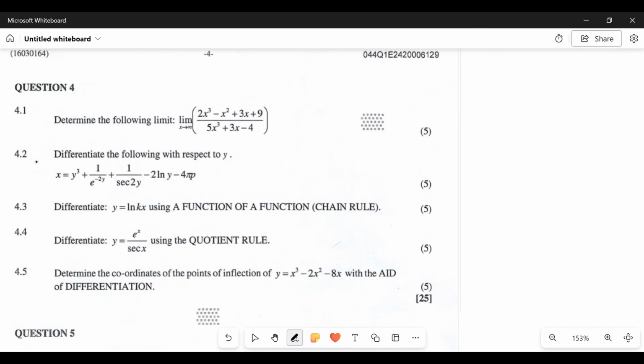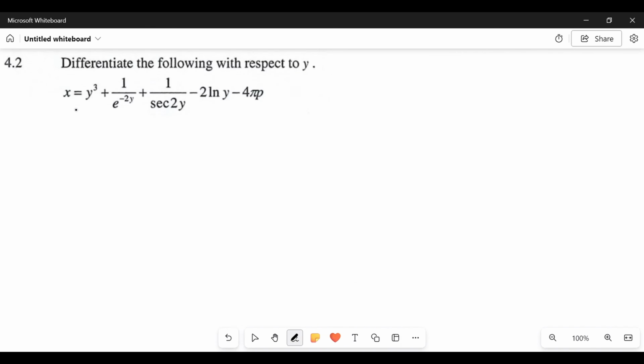Now, as you can see, 4.2, we are given the following question here. So I'm going to copy this question, paste it where there is space, and we solve it. All right, guys, let's look at 4.2. Now, 4.2, they want us to differentiate the following with respect to y.